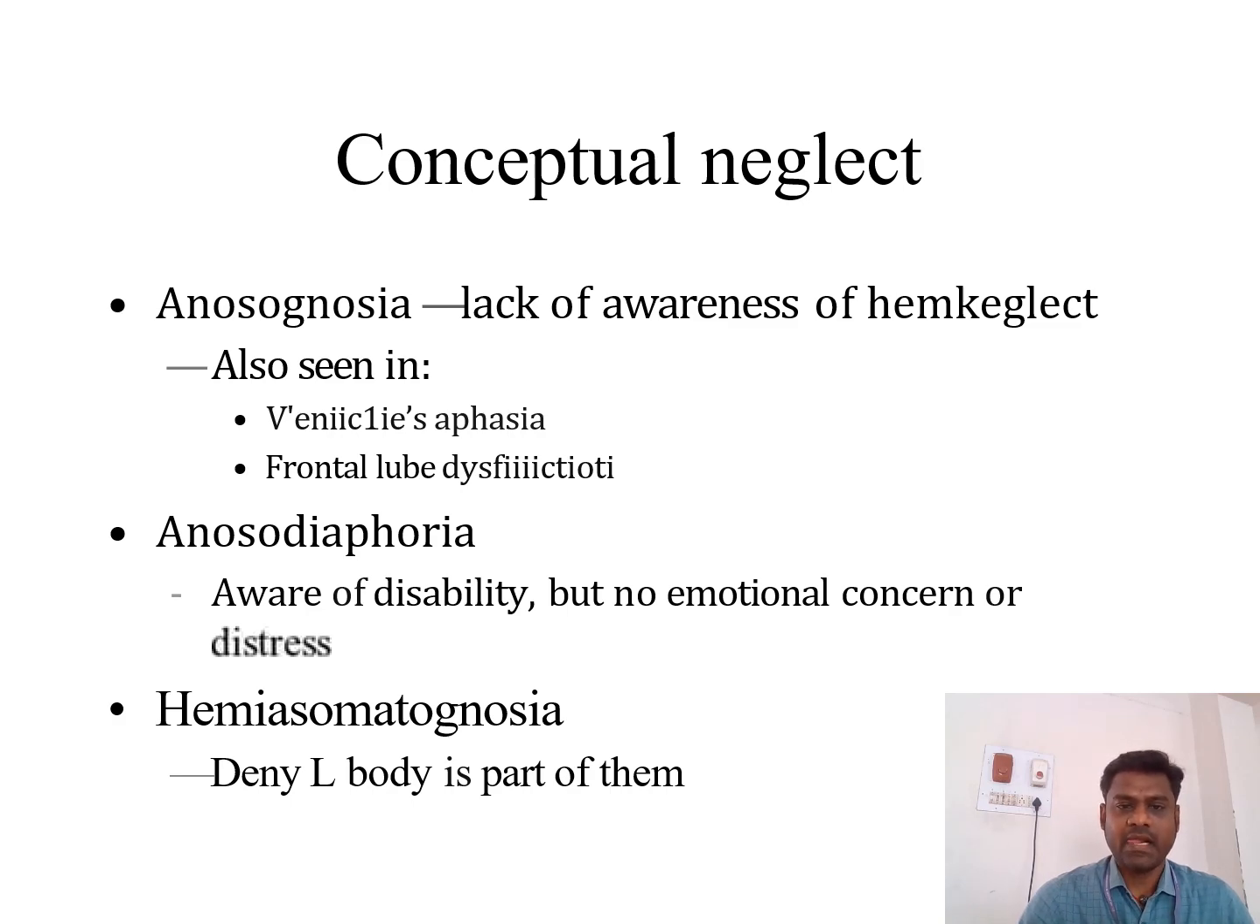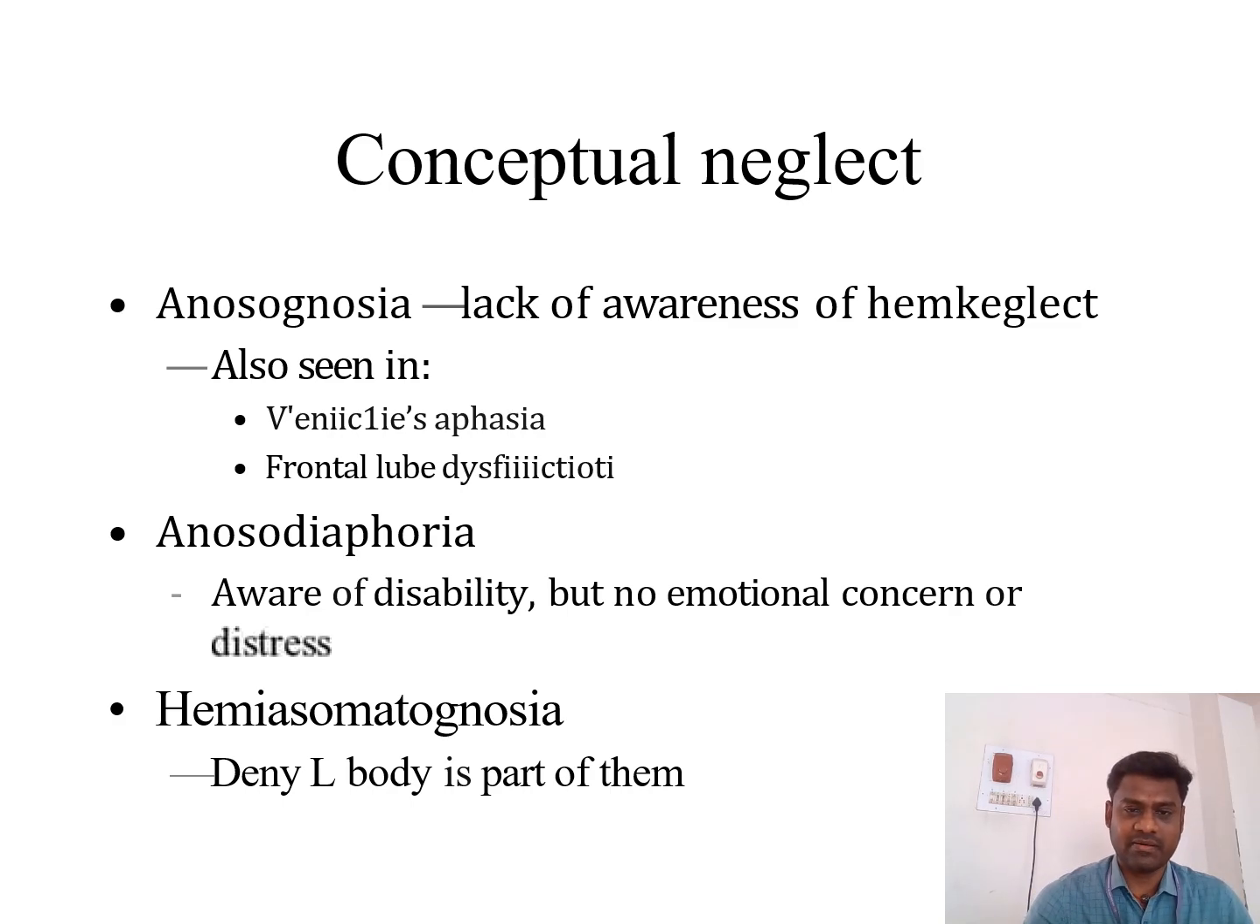And in anosognosia, they will have hemineglect, and the important thing here is they don't know that they have hemineglect. They are not at all aware that they have it. This can also be seen when Wernicke's area is affected, so that they have Wernicke's aphasia, and in frontal lobe dysfunctions. In these situations also, the patients can have this kind of anosognosia.